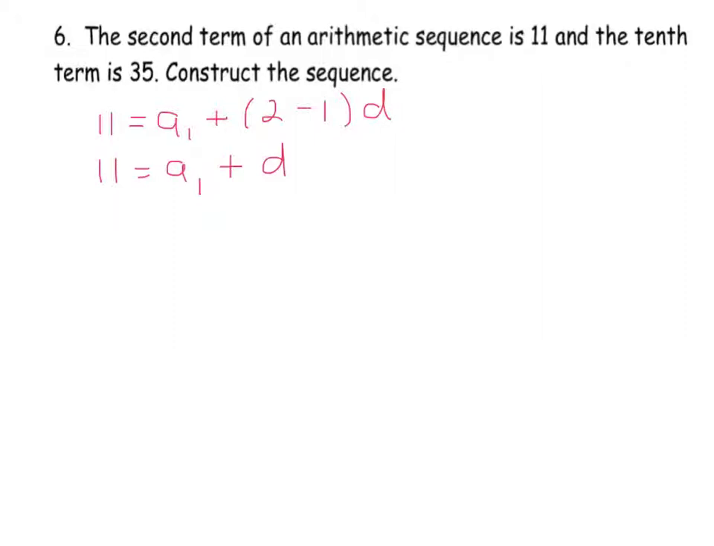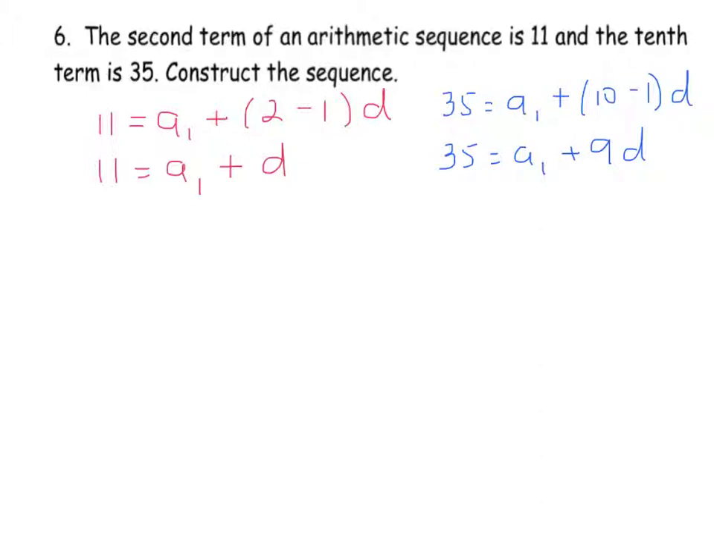Now I'm going to use my next term, which is the 10th term, and that's going to give me 35. So I write a second equation, 35 equals the first term, which again I don't know, and n is 10 because it's the 10th term, so 10 minus 1, and again I don't know the common difference. So I have 35 equals a1 plus 9d. So now I have a system of equations in two variables, and my two variables are a1 and d.